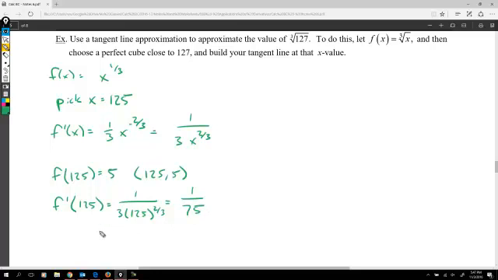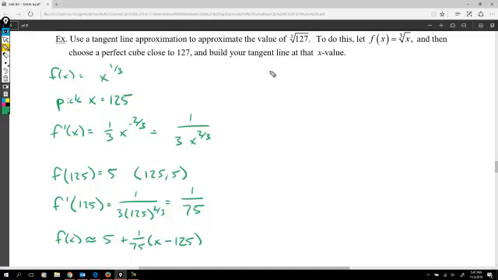Okay, so I'm going to now write my tangent. So my tangent is, so I'm going to write f of x here, f of x is approximately the value of my tangent, which is my y value, plus my slope times x minus my x value, which was 125. Okay, so this is an approximation of my function at 125. This is my tangent line. Okay, so it doesn't equal f of x, but it should be close, at least, at points near 125.